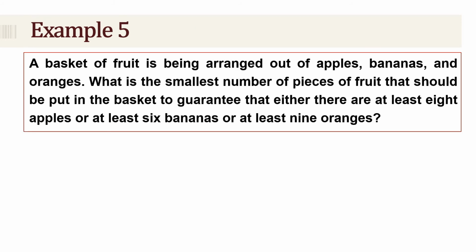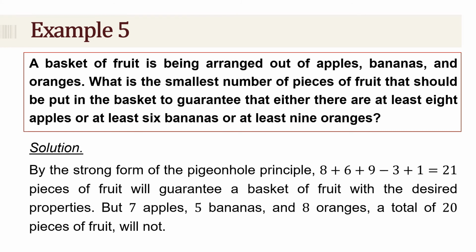A basket of fruit is being arranged out of apples, bananas, and oranges. What is the smallest number of pieces of fruit that would be put in the basket to guarantee that either there are at least 8 apples, or at least 6 bananas, or at least 9 oranges? So for our solution, by the strong form of the Pigeonhole principle, 8 plus 6 plus 9 minus 3 plus 1, so yun yung sinasabi niya, di ba? q sub 1 plus q sub 2 plus q sub 3 minus n plus 1, so 21. So 21 pieces of fruit will guarantee a basket of fruit with the desired properties. But 7 apples, 5 bananas, and 8 oranges, a total of 20 pieces of fruits, will not guarantee it.